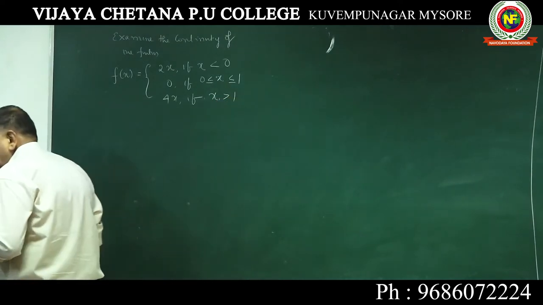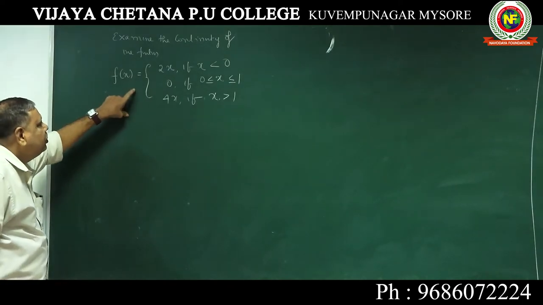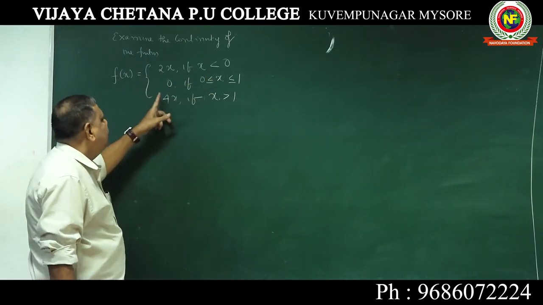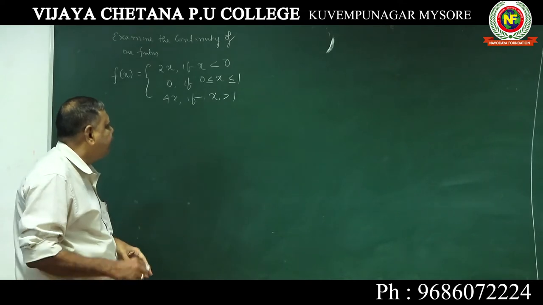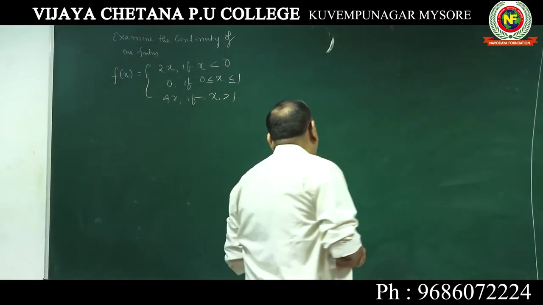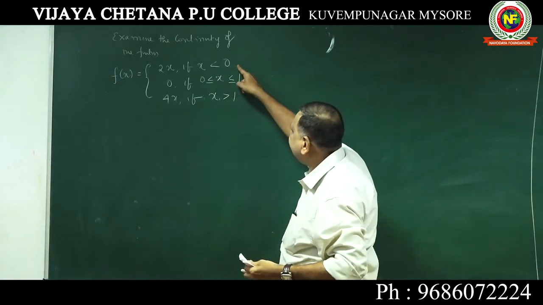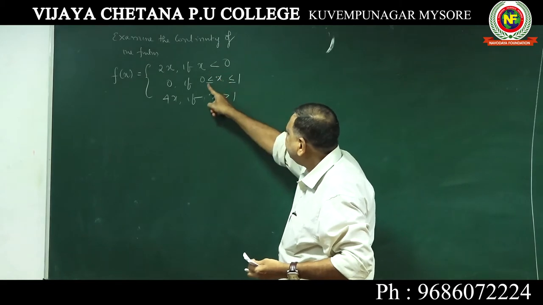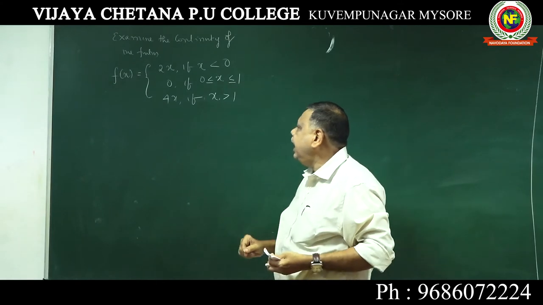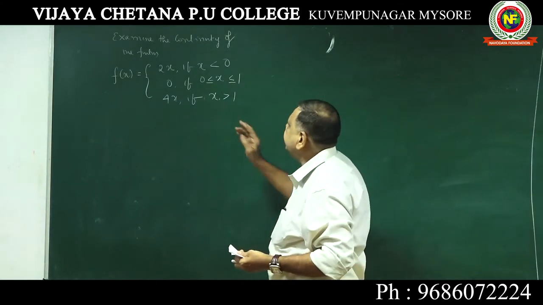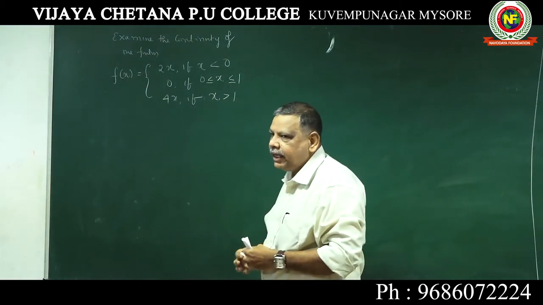Very important question. Examine the continuity of the function f of x equal to 2x if x less than 0, 0 if 0 less than or equal to x less than 1, and 4x if x greater than 1. Here, 2 points of continuity are to be checked. Which are the 2 points? One is 0, because x less than 0 and x greater than 0. At 0 you have to check. Then another point to check is 1, because less than 1 is given, equal to is also given, and x greater than 1.